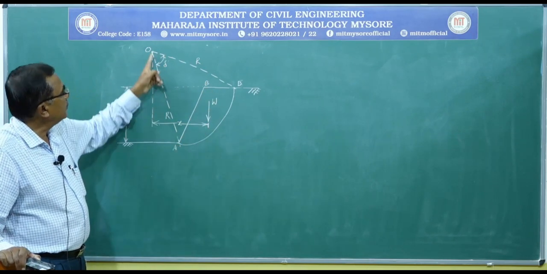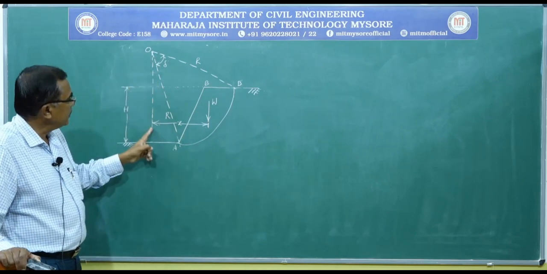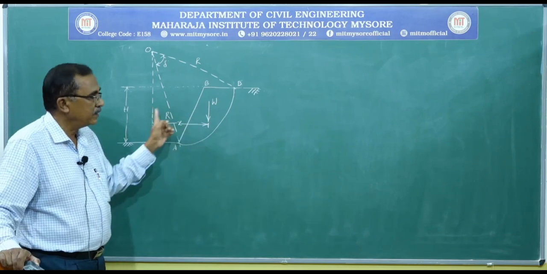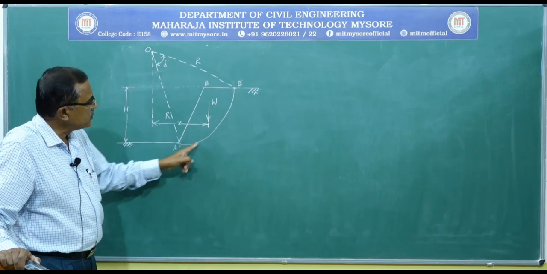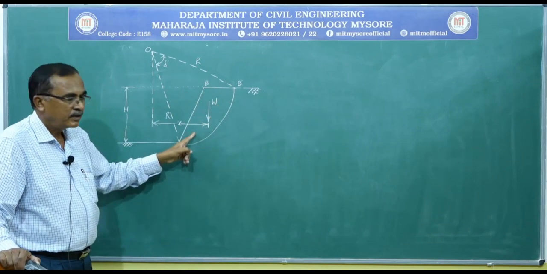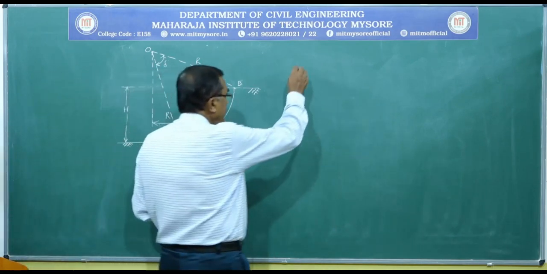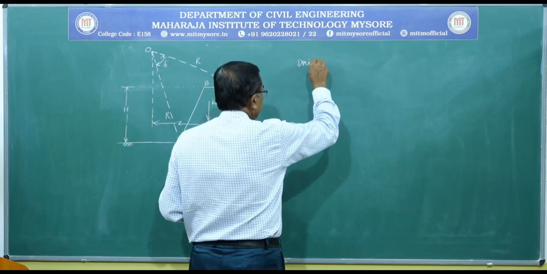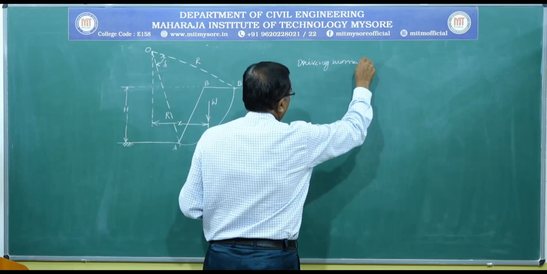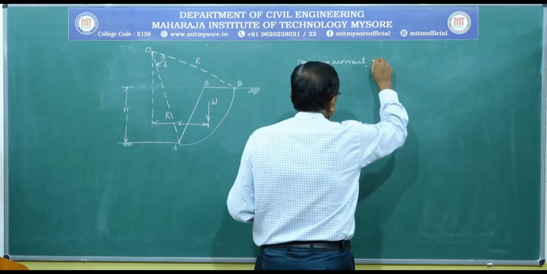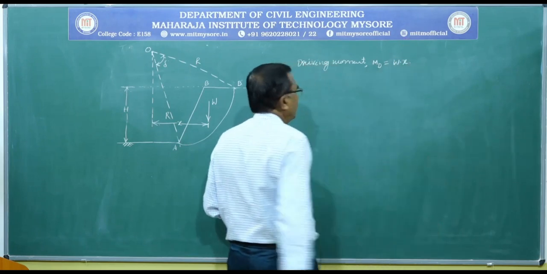Knowing the perpendicular distance of this driving force to the axis of rotation, extended vertically, we can determine the driving moment. Driving moment due to this wedge of soil is equal to W into X. So driving moment, call it MD, is equal to W into X.